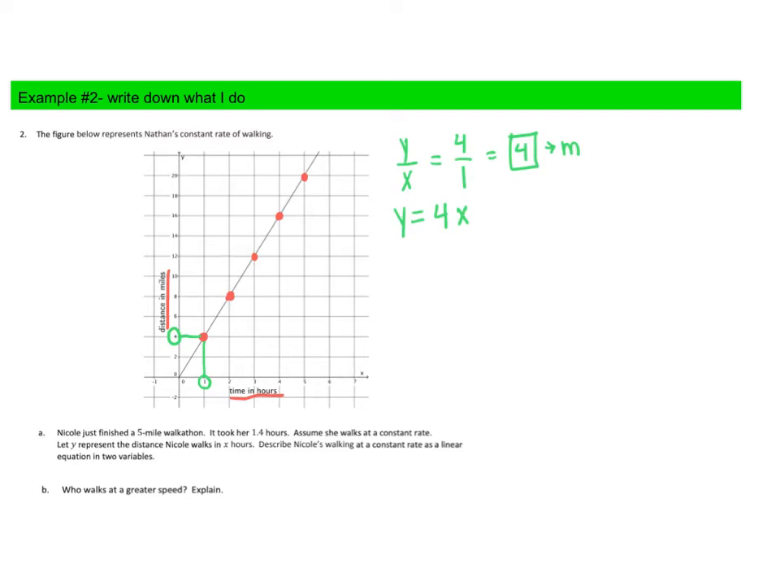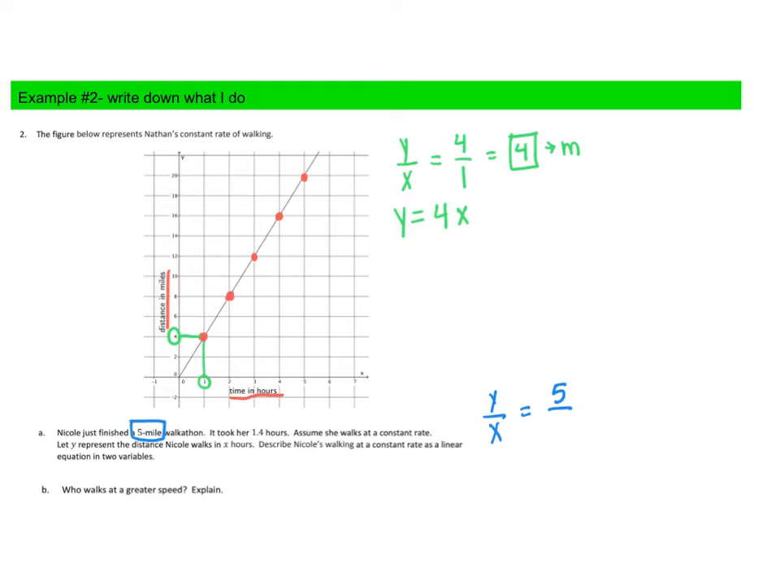Okay? A says, Nicole just finished a 5-mile walkathon. It took 1.4 hours. Assume she walks at a constant rate. Let y be the distance Nicole walks in x hours. So I'm going to be finding her rate as well. So y represents the distance. So what was her distance? 5 miles.